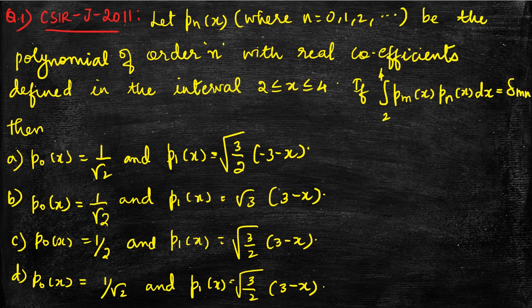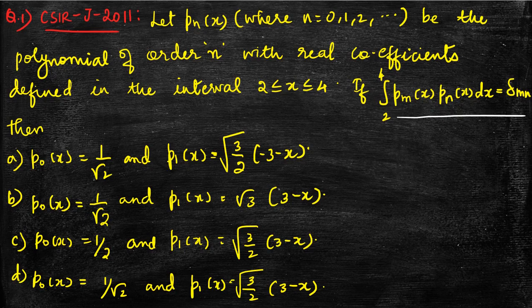So this is somewhat the orthonormal property, and I can say that Pm of x and Pn of x are some polynomials which are satisfying this particular integral equation. I can say that this integral equation is an orthonormality condition. So when m is equal to n, delta mn will be equal to 1, and when m is not equal to n, delta mn will be equal to 0.